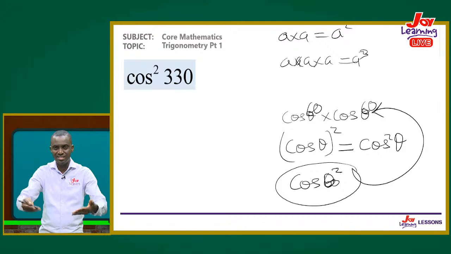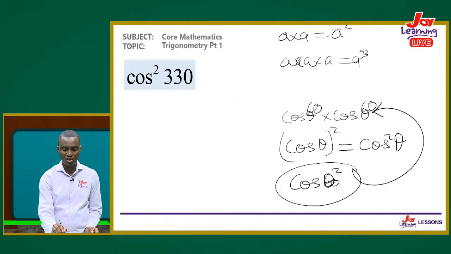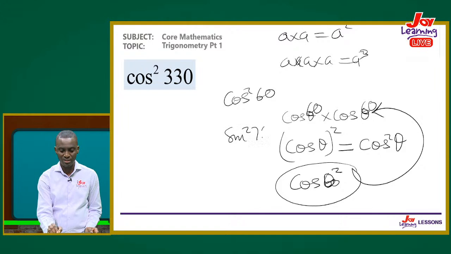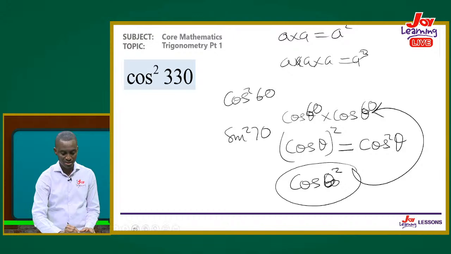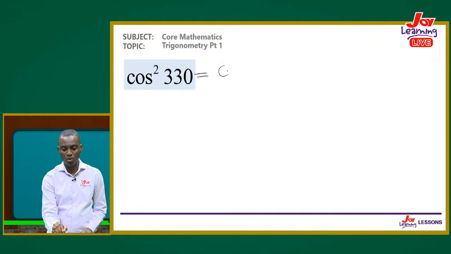So when I have cos of an angle times itself, it is written as cos square, then the angle. So I can say cos square 60 degrees, sine square 70 degrees. That means I'm dealing with sine 70 times sine 70. Good, so that is very important. It simply means I'm doing cos 330, then whatever the answer, I square it.